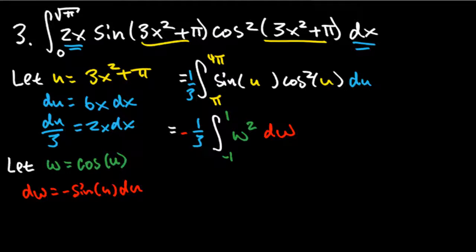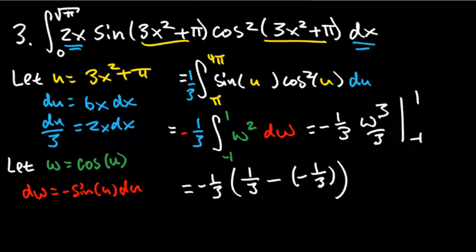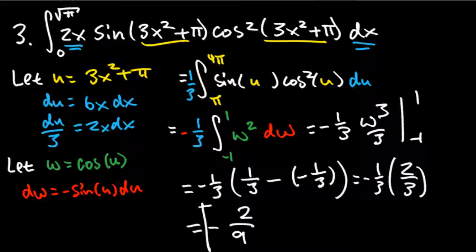So let's just compute this thing. We get -1/3 times w cubed over 3 from -1 to 1. So we get -1/3 times, okay, that'll be 1/3 minus -1/3. So that'll be -1/3 times 2/3, and then we get -2/9. That should be correct.